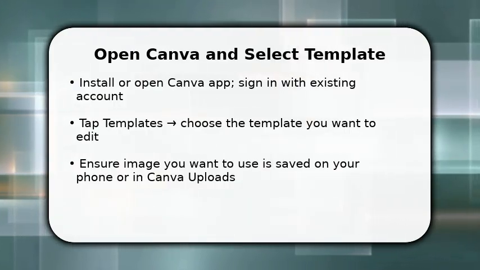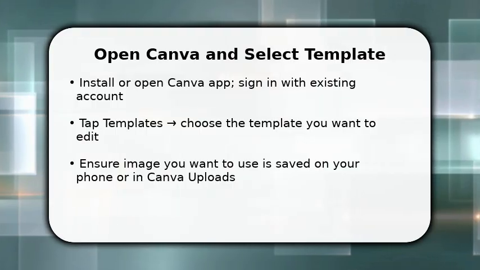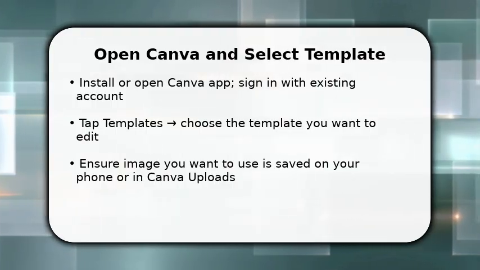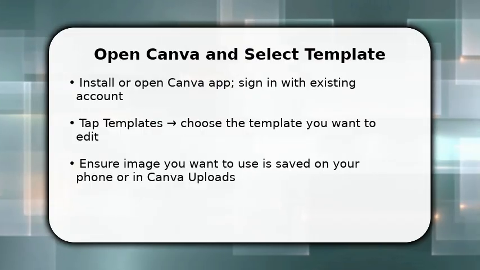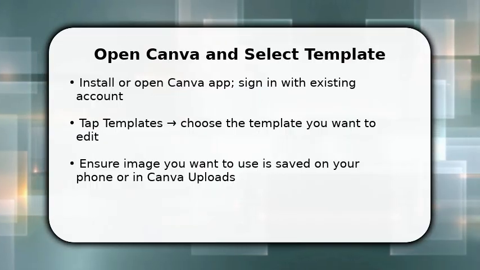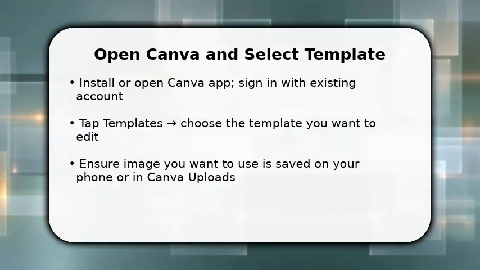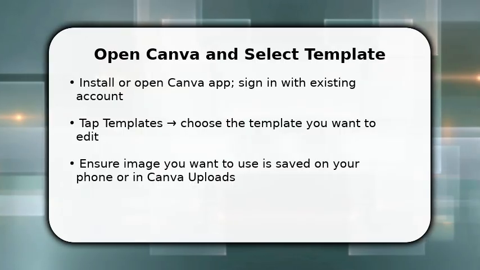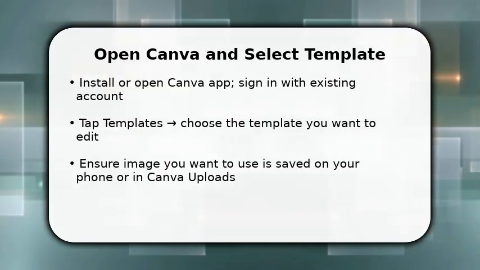Once the template loads, locate the image area you'll replace and make sure the photo you want is already in your phone gallery or uploaded to Canva. This matters because Canva pulls from uploads first. Having the file ready eliminates delays and keeps your layout from shifting while you work.